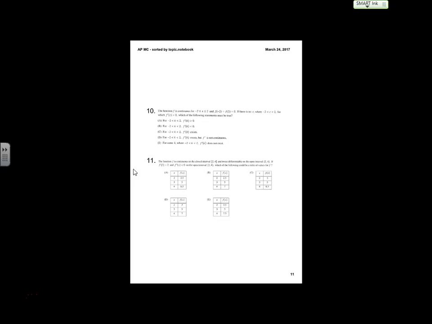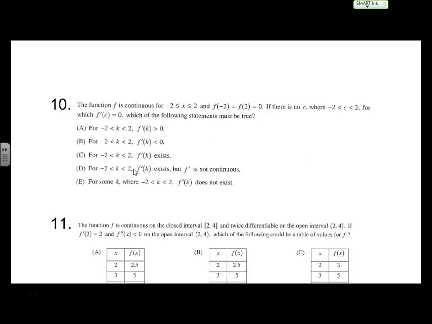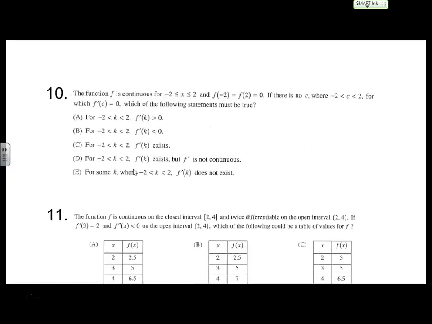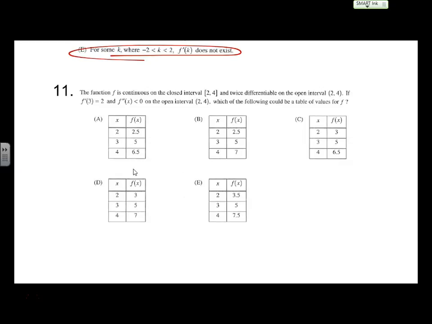Nice, mean value theorem. I think we saw this one. We did this one also. Oh yeah, we talked about continuous, and then we talked about how it looks like Rolle's, but what was missing? Differentiable was missing. All right. Number 11, kiddos.